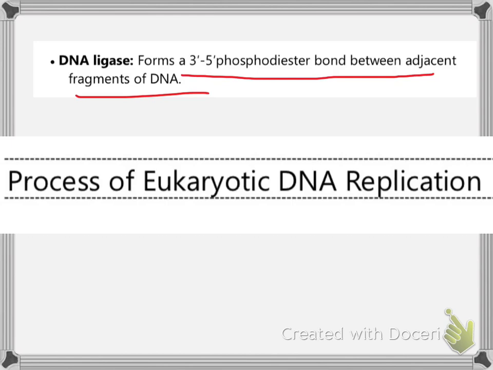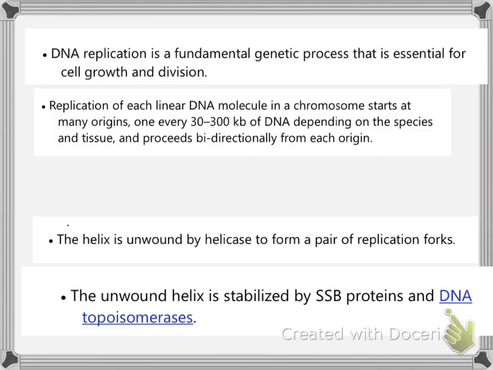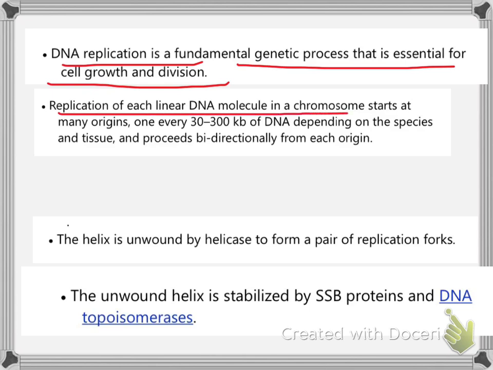Now let us discuss the process of eukaryotic DNA replication. DNA replication is a fundamental genetic process that is essential for cell growth and division. The replication of each linear DNA molecule in a chromosome starts at many origins that we discussed earlier, that is, one every 30 to 300 kilo base pair of DNA, depending on the species and tissue.